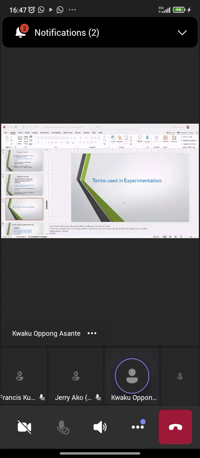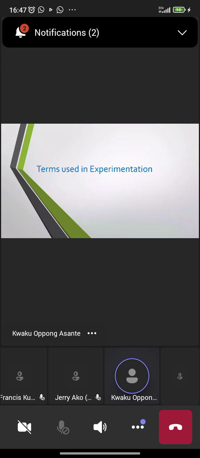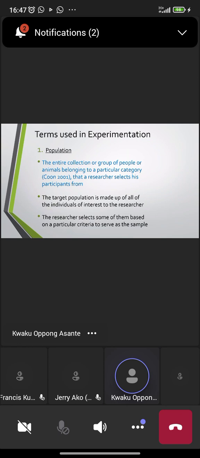All right. So the last part of today's class, I want to introduce you to some terminologies that we use in experimentation. So I want to take them one after the other, and I'm sure some you may have heard from intro or some other class. Because when I do intro, I usually mention some of this. But so the first thing is population.